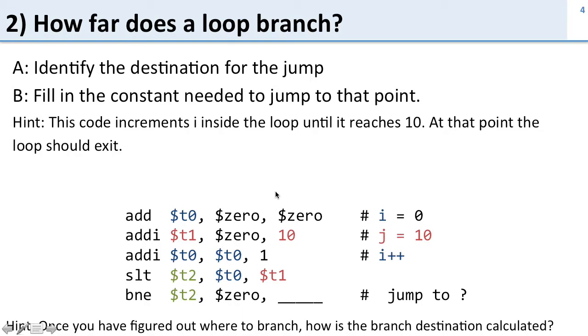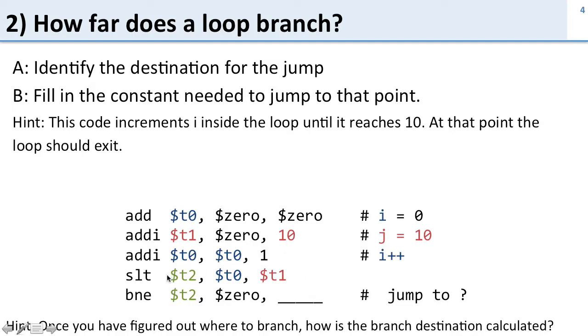Now let's take a look at a question about branches and setting the addresses for them. So the first part of this is to identify where the jump branch should go, and the second part is to fill in the constant needed to jump to that point. So what this code should do here is we set I to equal 0, which is in T0, we set T1 to 10, and then we're going to go around, we're going to increment I or T0 by 1, so add I, 1, keep going around until we've done it 10 times.